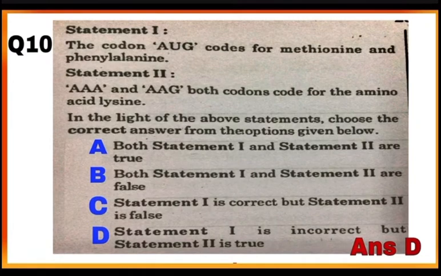Question 10. 2 statements are given. You have to choose the correct option given below regarding these statements. Option D is correct. Statement 1. The codon AUG codes for methionine and phenylalanine. It is incorrect. AUG codes for methionine only. Coming to statement 2. AAA and AAG both codons code for the amino acid lysine. This is the true statement.